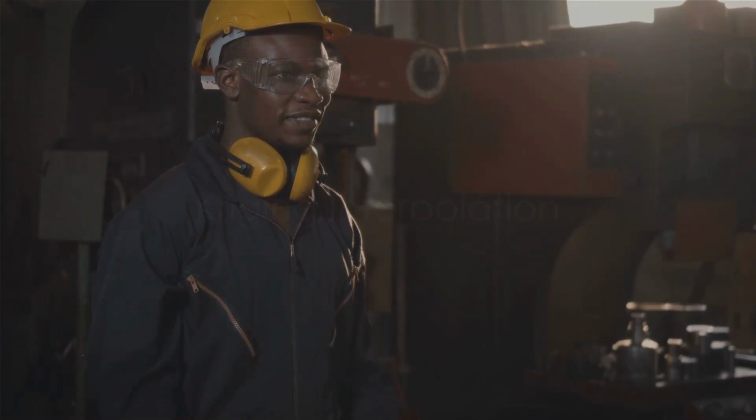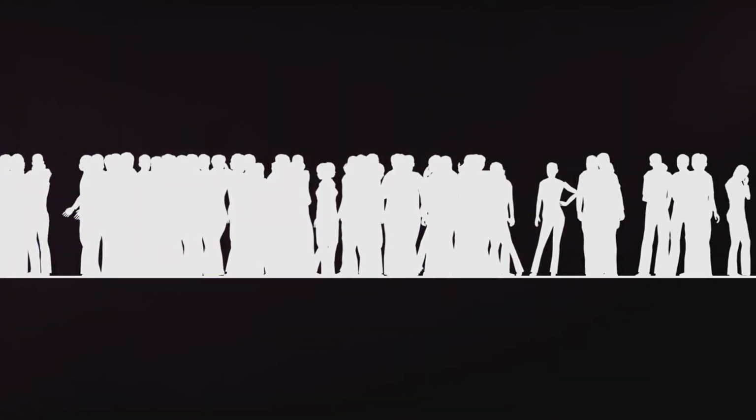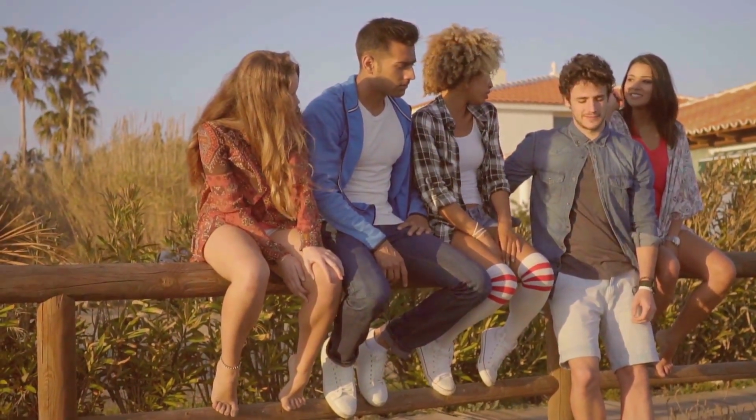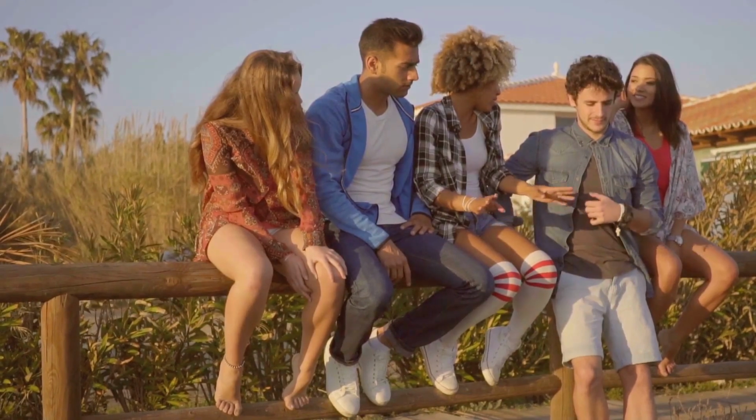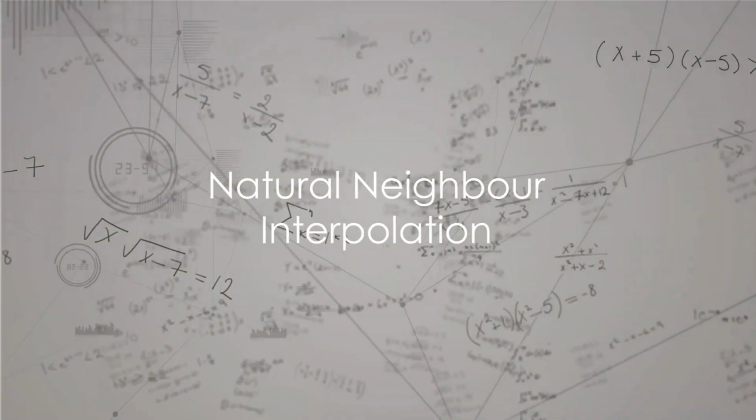Named after a South African mining engineer, kriging is a more complex form of interpolation. It doesn't just consider the distance between known points, but also takes into account the overall spatial arrangement of the points. It's like considering not just how far your friends are standing from you, but also how they are positioned relative to each other. Then there's natural neighbor interpolation.